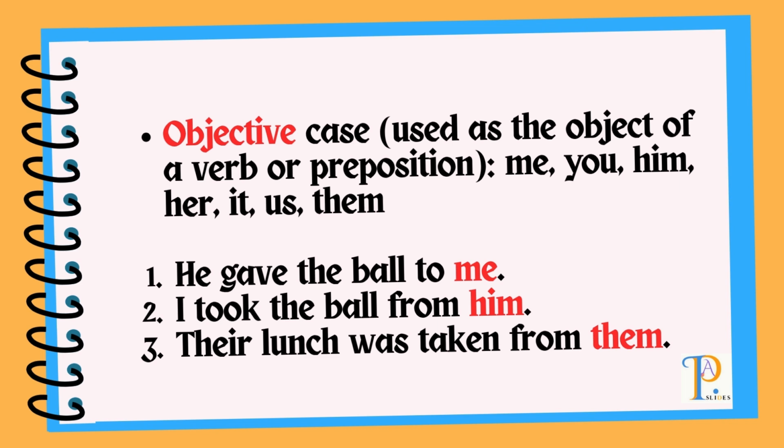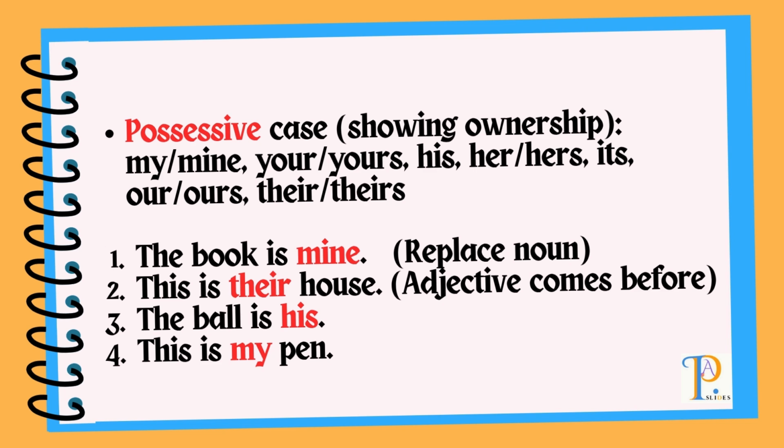Now let's look at the possessive form. The possessive case here shows ownership. It tells us that something belongs to a person or a thing. And some of the words or pronouns that show ownership are my, mine, your, yours, his, her, hers, its, ours, their, theirs. Let's look at these further in a few sentences.